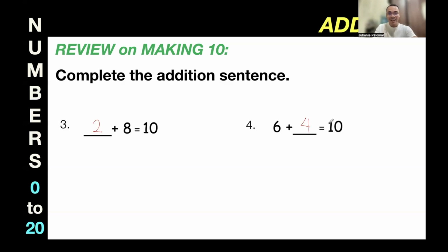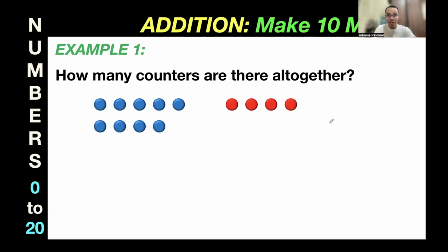All right. Now, let's get to our main lesson for today. It's about addition using the make 10 method. Example number 1. How many counters are there all together? You can just count all of them and give the answer right away. Yes, you can do that. But for this particular example, we're going to apply or use the make 10 method. So how do we do that?